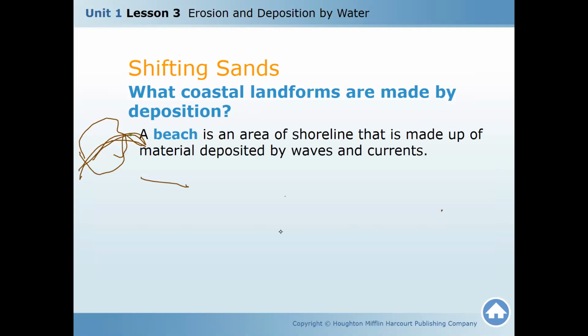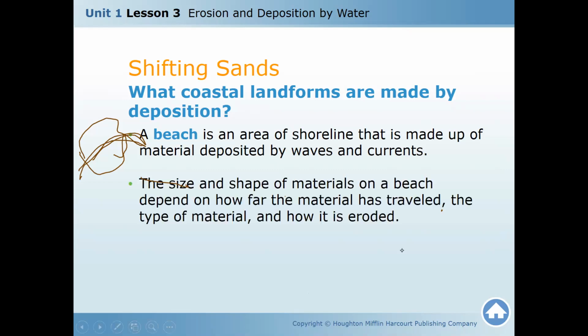What coastal landforms are made by deposition? A beach is an area of shoreline that is made up of material deposited by waves and currents. You know that when you say beach, you're not talking about the deep ocean. You're talking about where you can go and play around. That is the seashore or nearby.